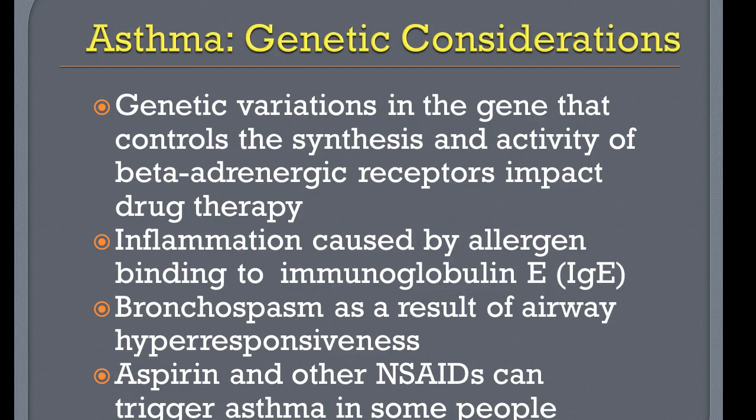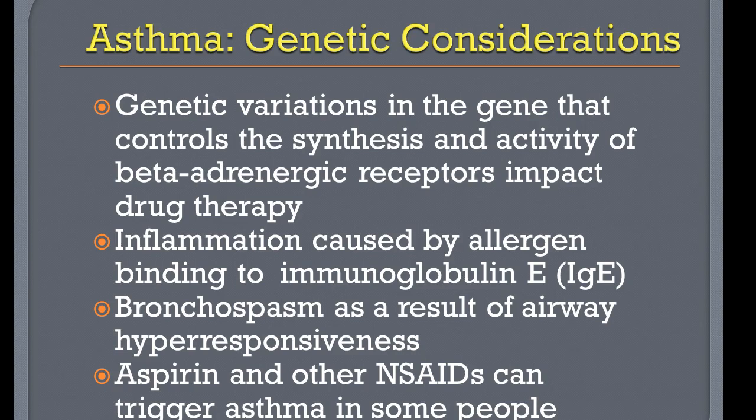A lot of times with allergic type asthma, it might be caused by an allergen binding to the immunoglobulin E, or the IgE. And remember, those bronchospasms can occur as a result of that airway hyperresponsiveness. And like I said before, sometimes medications can actually trigger an asthma attack in some people. You think these drugs are safe because they can be bought over the counter, but aspirin and other NSAIDs can really cause someone to develop an asthma attack.